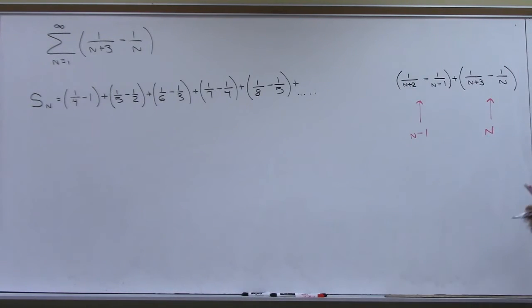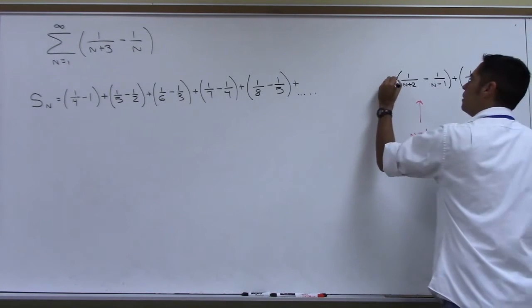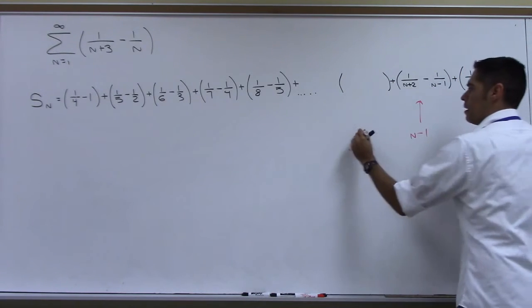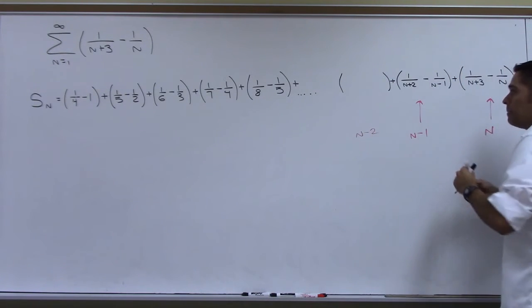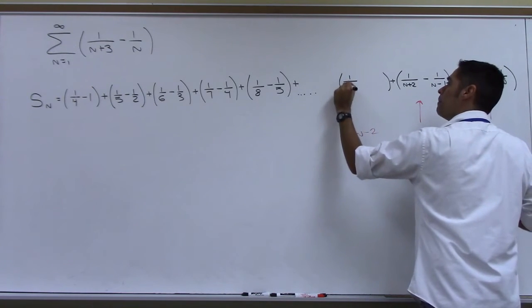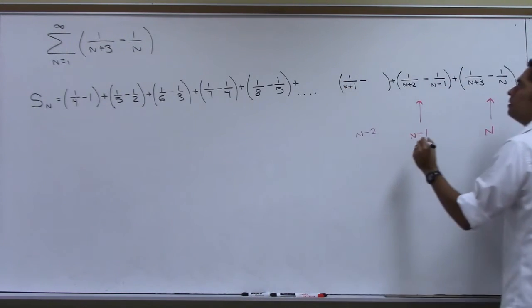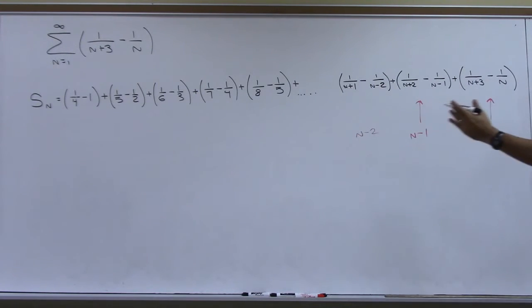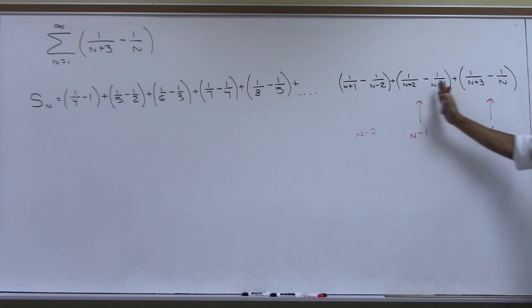So do I have cancellation yet? Like, do any of these cancel? None of these are identical, are they? So I need to go back another one. So this time I'm going to be plugging in n minus 2. What happens when I plug in n minus 2? 1 over n plus 1 minus 1 over n minus 2. Do I have any cancellation here yet? Any of these the same?